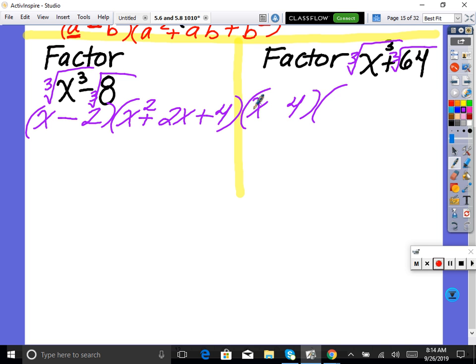Front times the front. Front times the back, back times the back. Original sign drops straight down. The next sign is opposite of that. And the final sign is always plus. And we're done. So one of the easier ones to factor, really, once you have the process memorized.